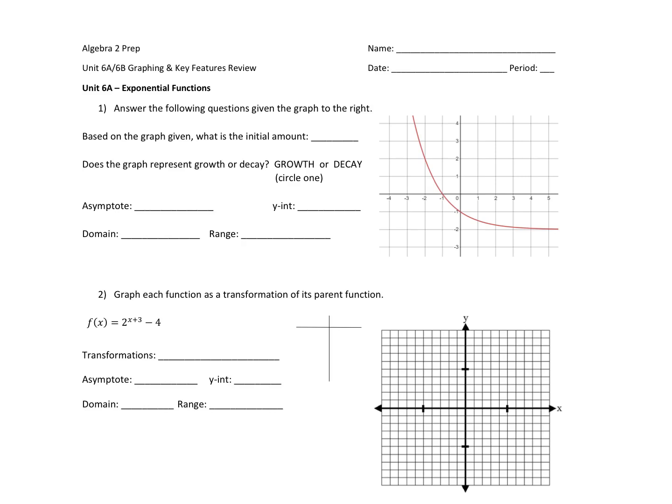In this video, we are going to review key features of exponential graphs as well as logarithmic graphs. So let's start with an exponential graph. An exponential graph will either be a growth graph or a decay graph. And in growth, our b-value is greater than 1, and in decay, our b-value is between 0 and 1.